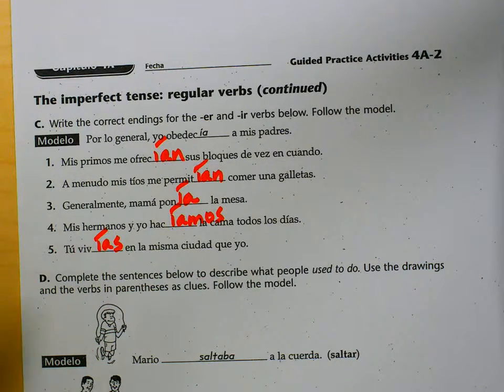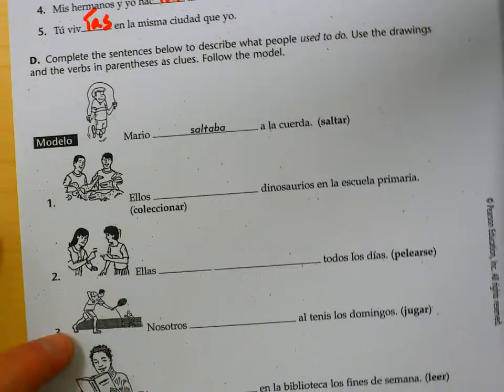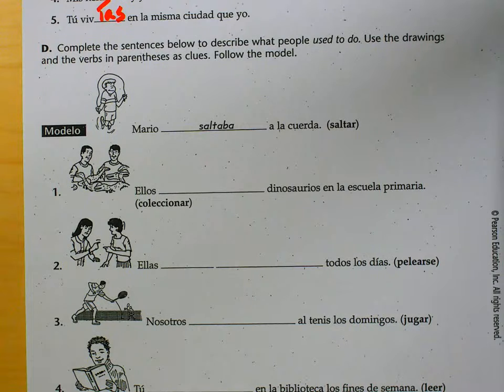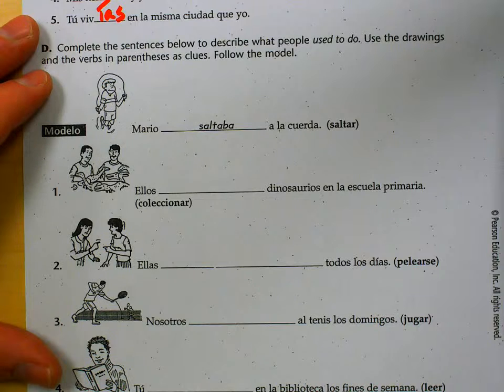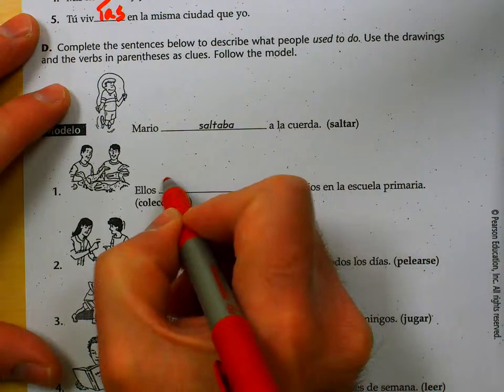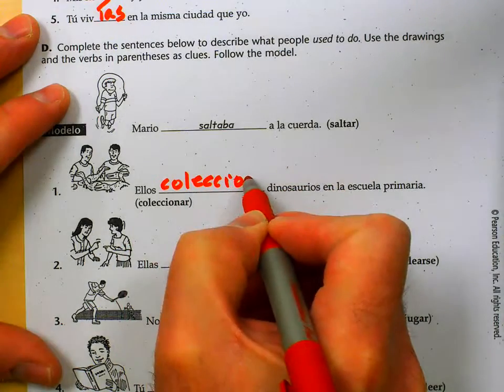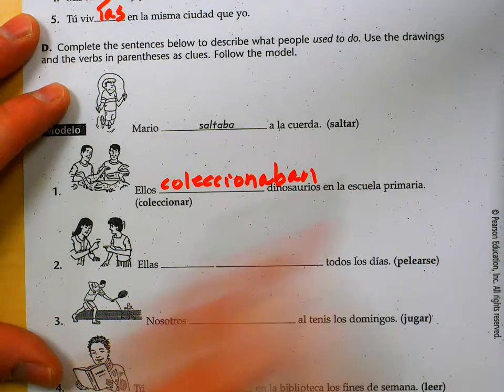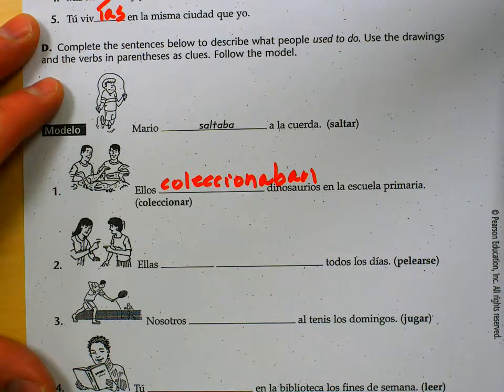Okay, section D is kind of a combination now of all sorts of verbs. So you try that section on your own, and then come back and watch the video. So the modelo has been done for us. They did Mario saltaba. That was an AR verb. So they added aba because you're in the he box. So let's do número uno. They used to collect dinosaurs in elementary school. Final answer after we take off that AR, and we're in the ellos box, so we want to add aban. So we get coleccionaban.